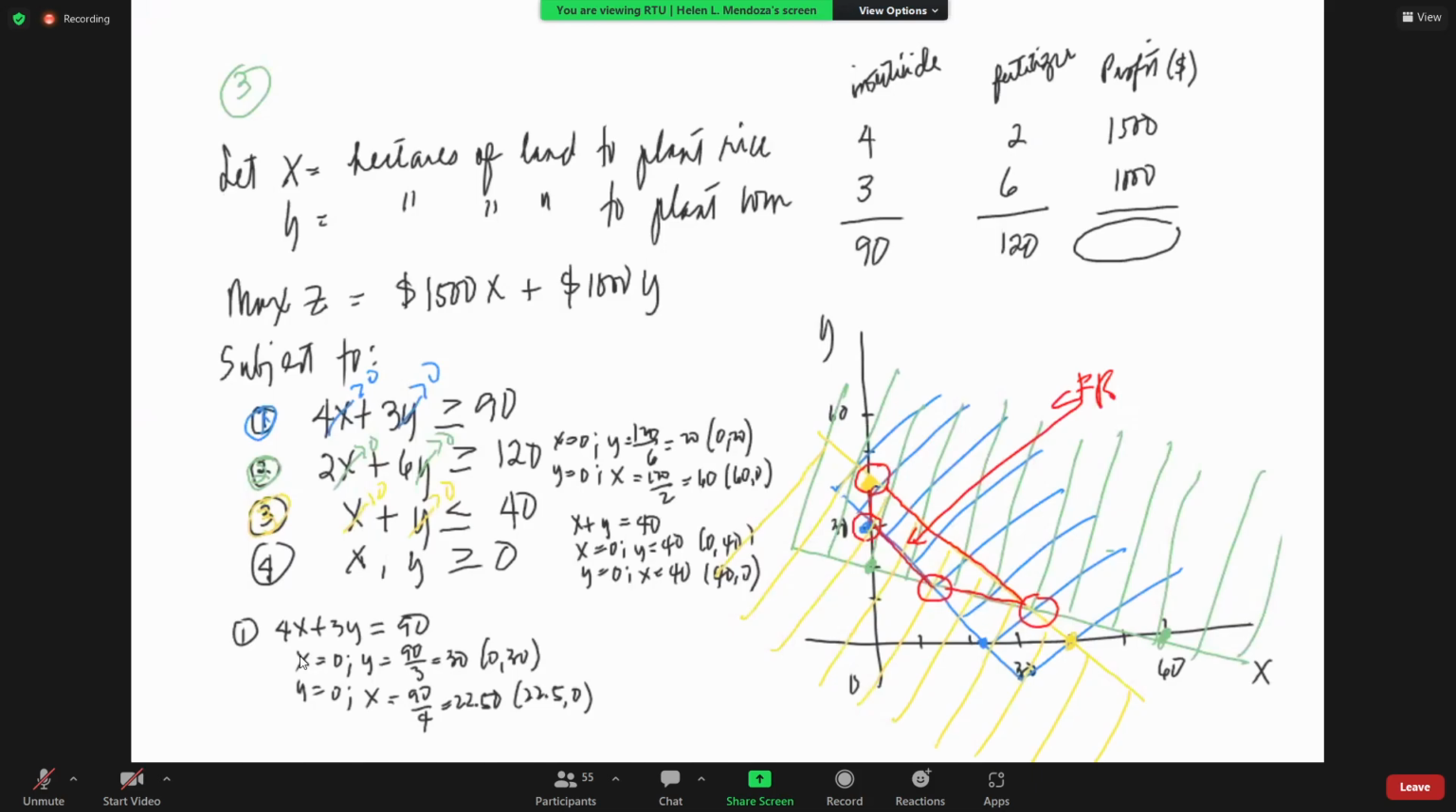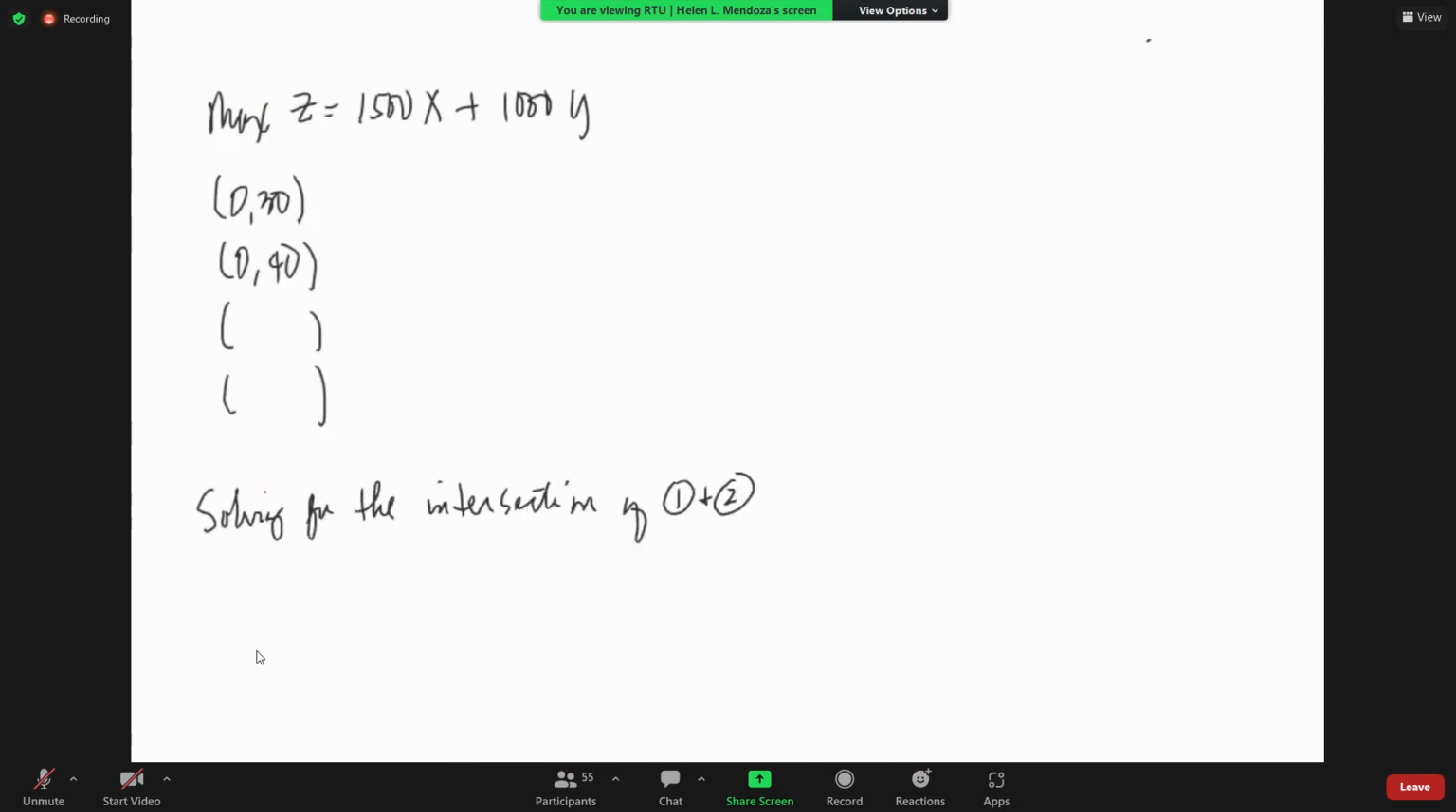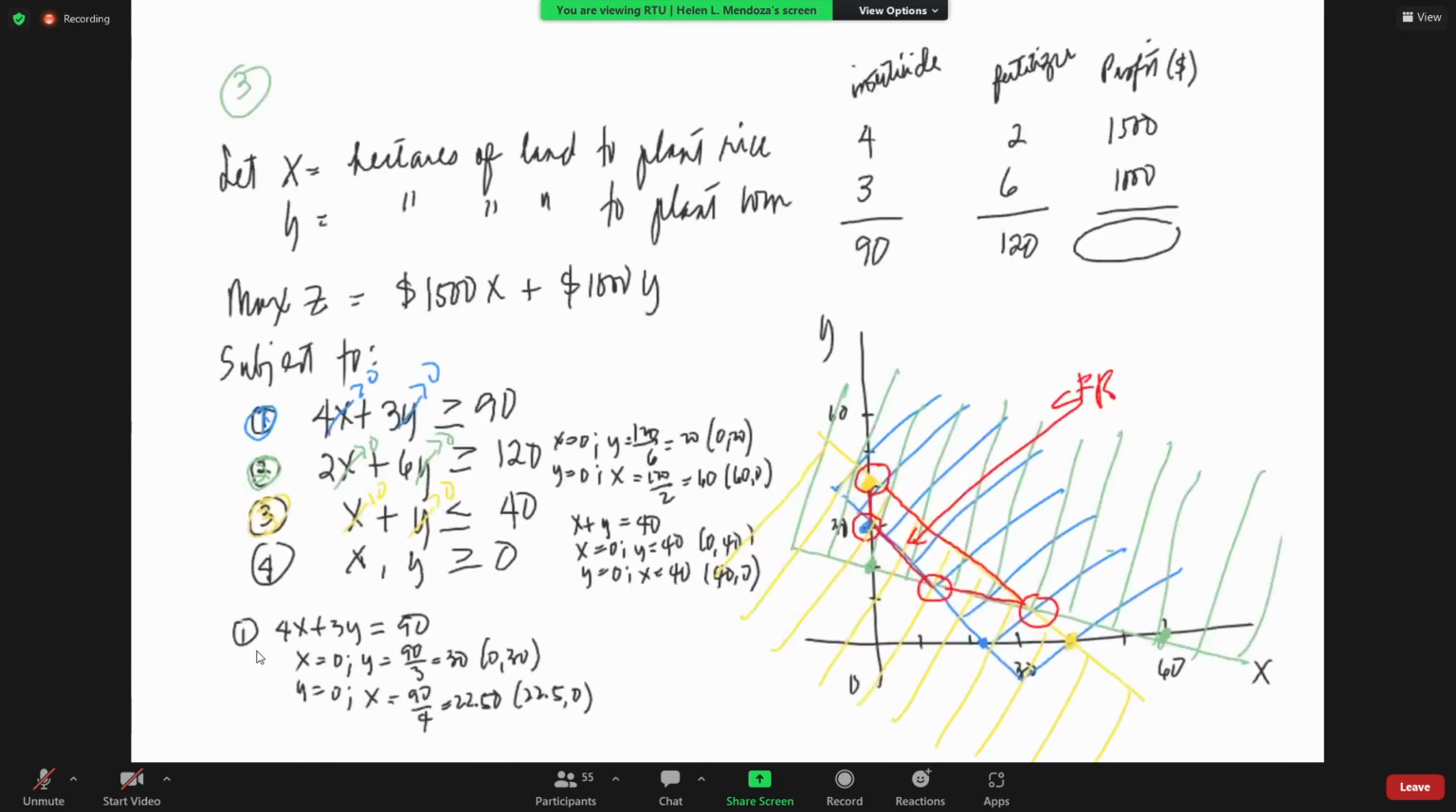4x plus 3y, 90. 2x plus 6y, 120. So, ano na lang kung natandaan na. 4x plus 3y. Ilan ba? 90 ba? Tapos 2x plus 6y. Ay, hindi ko matandaan. Patay. 4x plus 3y, 90. 2x plus 6y, 120.